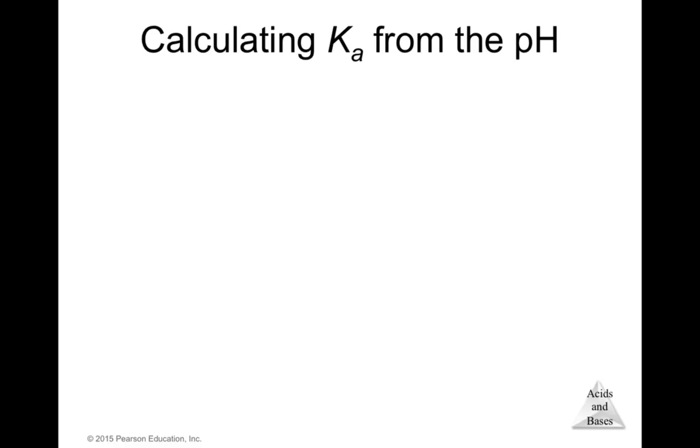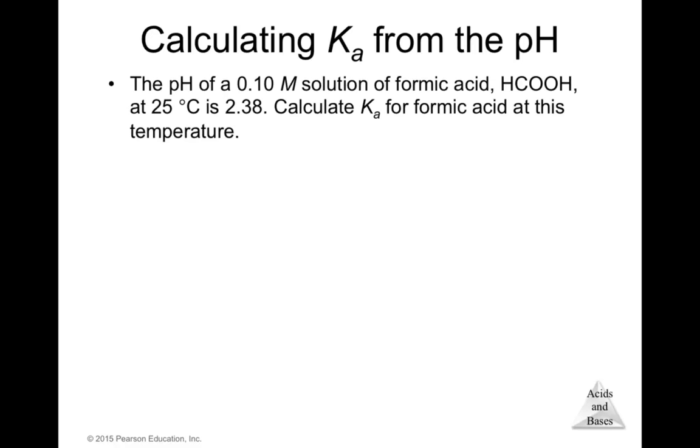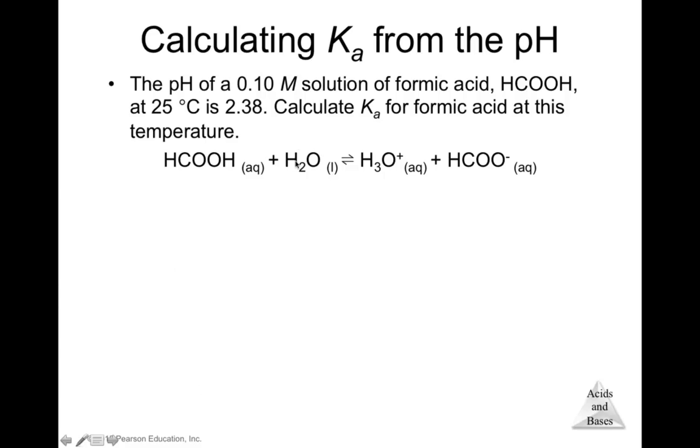So let's calculate the acid dissociation constant from the pH. Let's do the following example. The pH of a 0.1 molar solution of formic acid, HCOOH, at 25 degrees is 2.38. Calculate the Ka for formic acid at this temperature. The acid-base reaction is formic acid plus water producing H3O plus and HCOO minus. This is the reaction that we have.